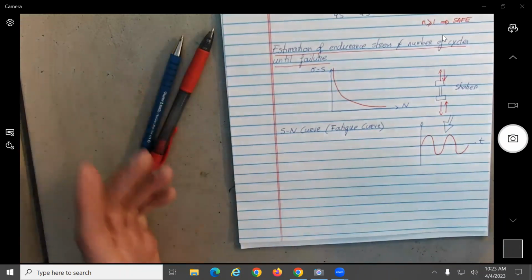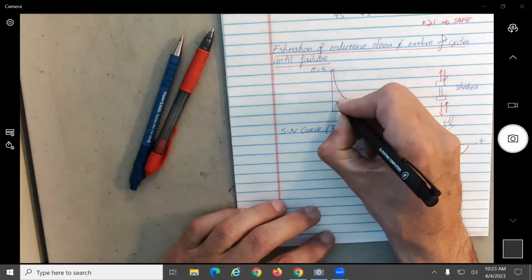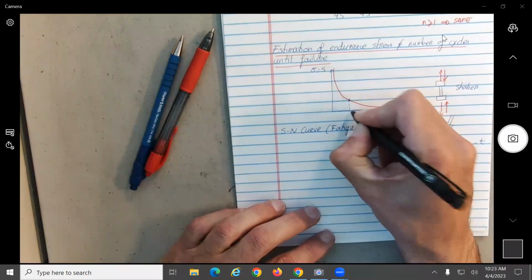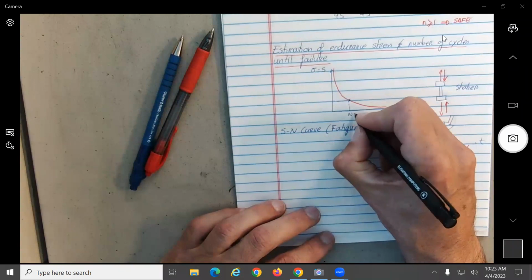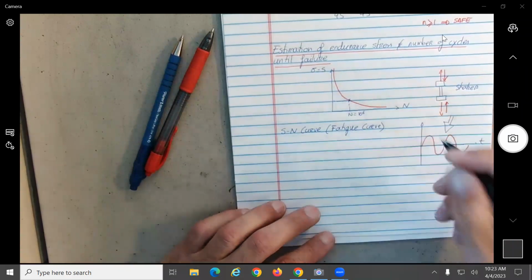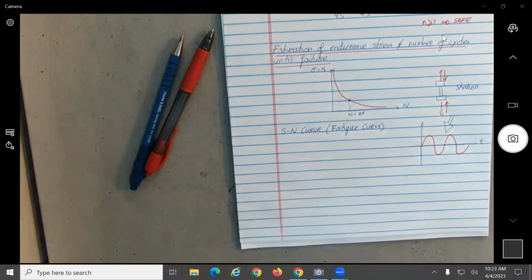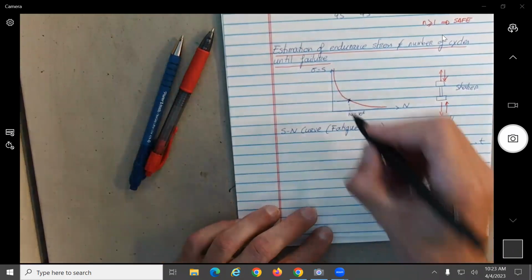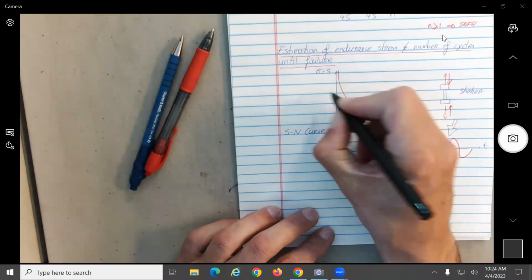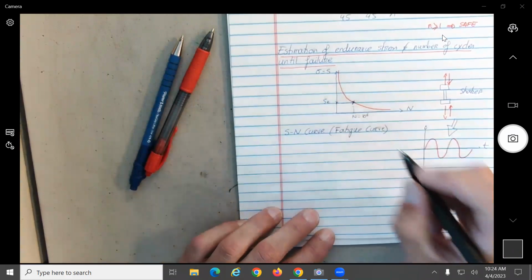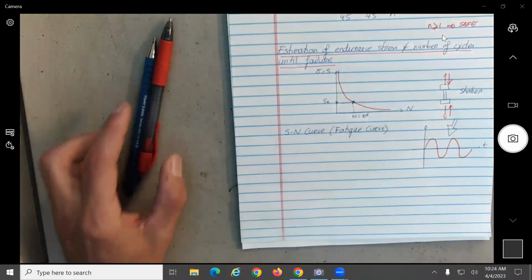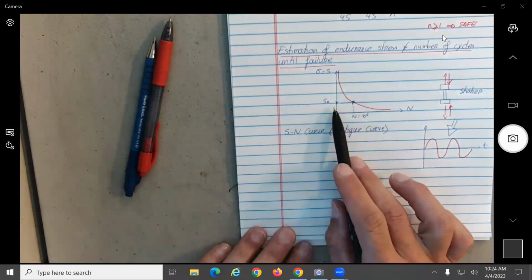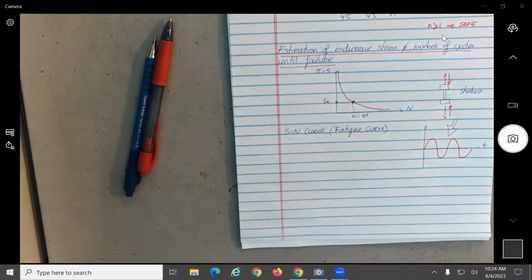So let's say you get to this number of cycles. If you want your design to last, I'm going to completely make it up, let's say N equals 1 million cycles. All right. So you go here, you come to this point on the S-N curve, you go to this side, and this point here will be your endurance stress, the maximum stress that your structure can resist for this number of cycles. Does that make sense?